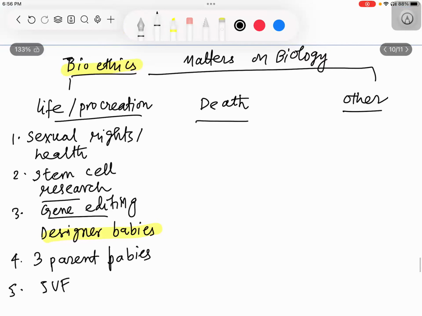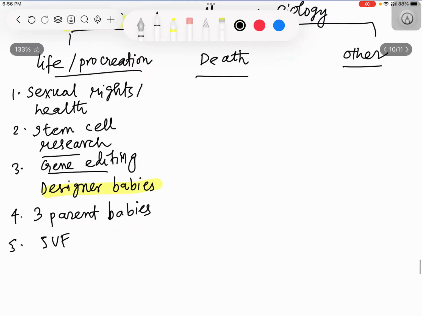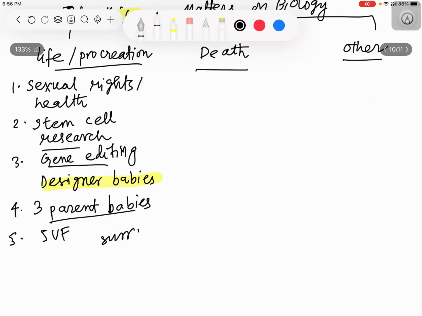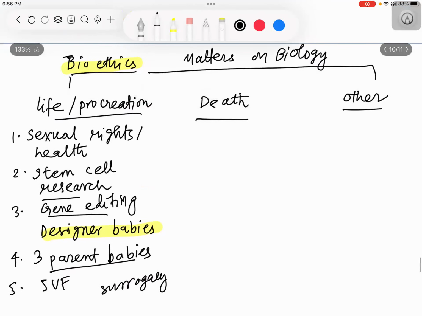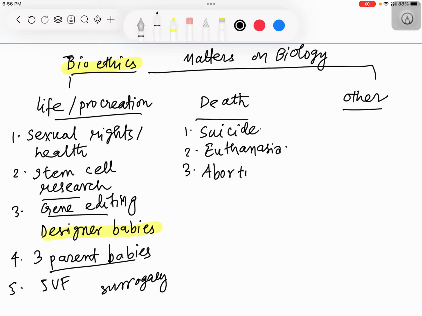3-parent babies. Suppose a mother for some reason is unable to have a baby due to some biological issue. So they can have 3-parent babies. Someone as a surrogate mother, surrogacy also indirectly. Whether that should be allowed or not, right? Similarly, in the case of death, we were just talking about suicide. In whose case will it be allowed? We were talking about euthanasia or mercy killing. Right? We were talking about abortion. All of these are also part of bioethics.